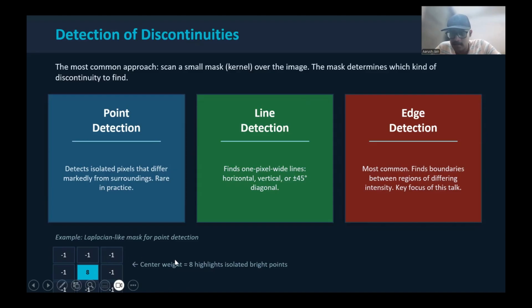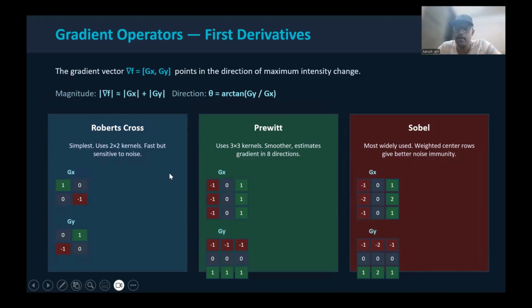Here at the bottom, you can see a simple 3 by 3 filter for point detection. The center weight is +8, and all 8 neighbors are -1. When this sits on a uniform region, the output is 0. But over an isolated bright pixel, the output is large, which points it out. Edge detection uses more sophisticated masks like gradient operators, which we will look into further.